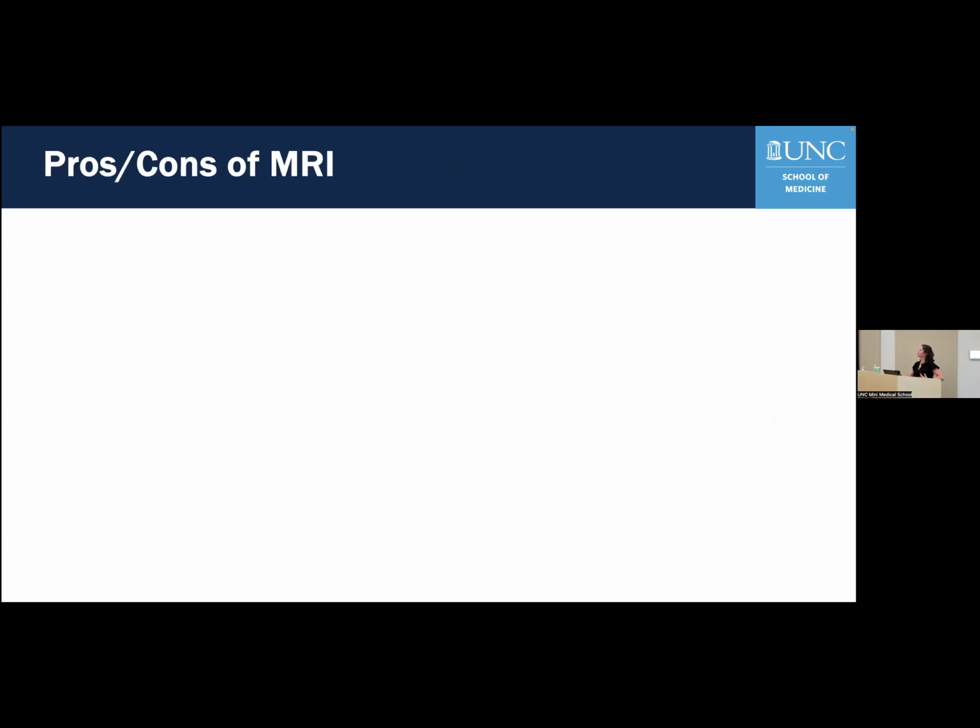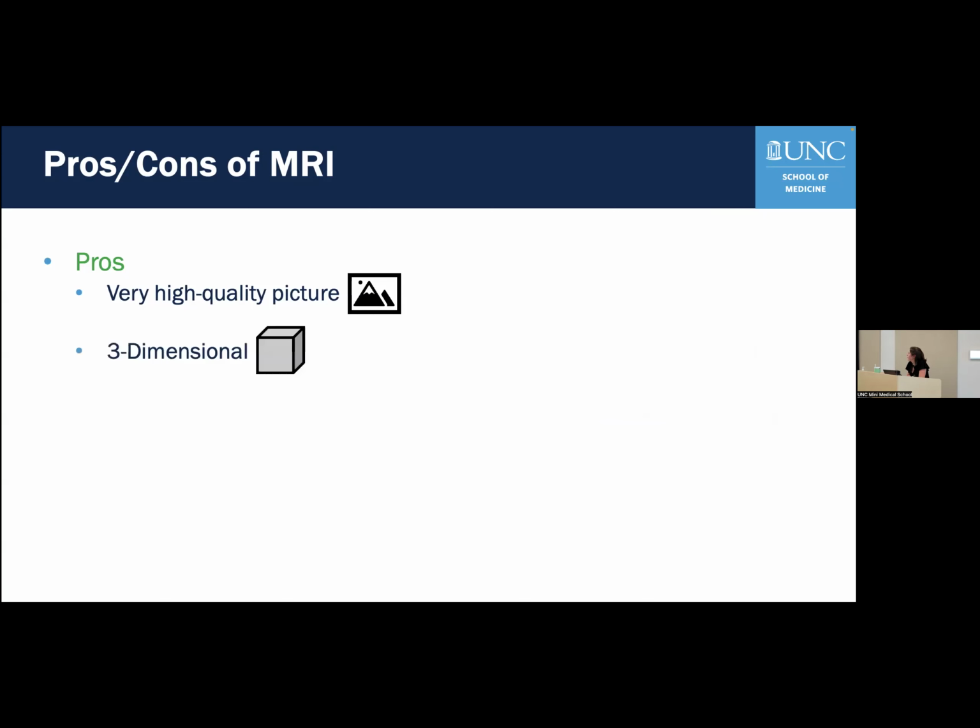All right, so a few pros and cons of MRI. Some of the pros: very high quality picture. As you saw, we were able to see really detailed tissues. It's 3-dimensional like CT, which is really great for visualizing things like tumors. And there's no radiation associated with MRI. It's just those magnets, so no radiation whatsoever.